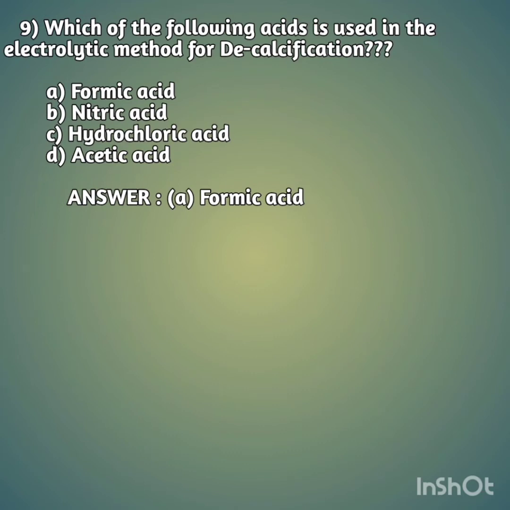Next, moving on to our ninth question. Which of the following acids is used in the electrolytic method of decalcification? Option A, formic acid. Option B, nitric acid. Option C, hydrochloric acid. And option D, acetic acid. So your right answer is option A, formic acid.